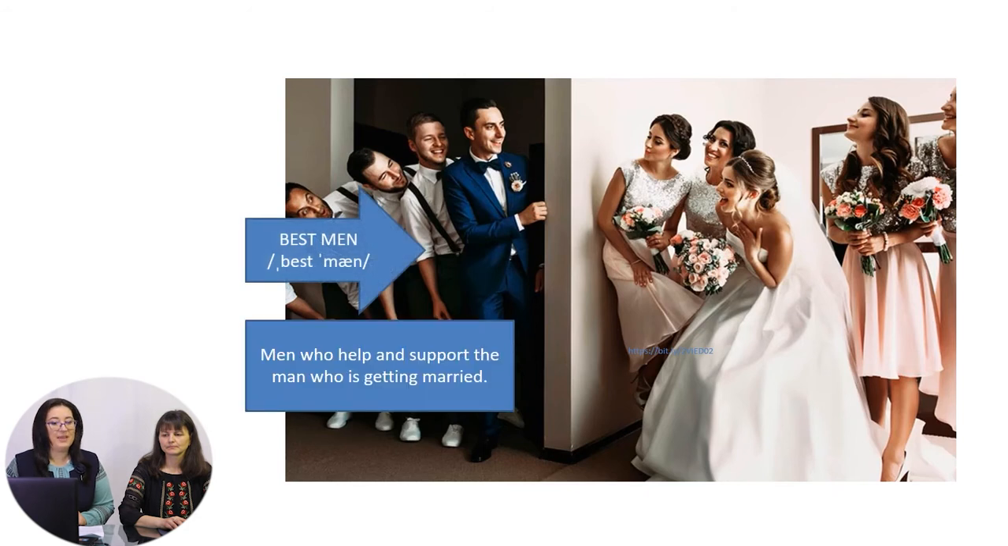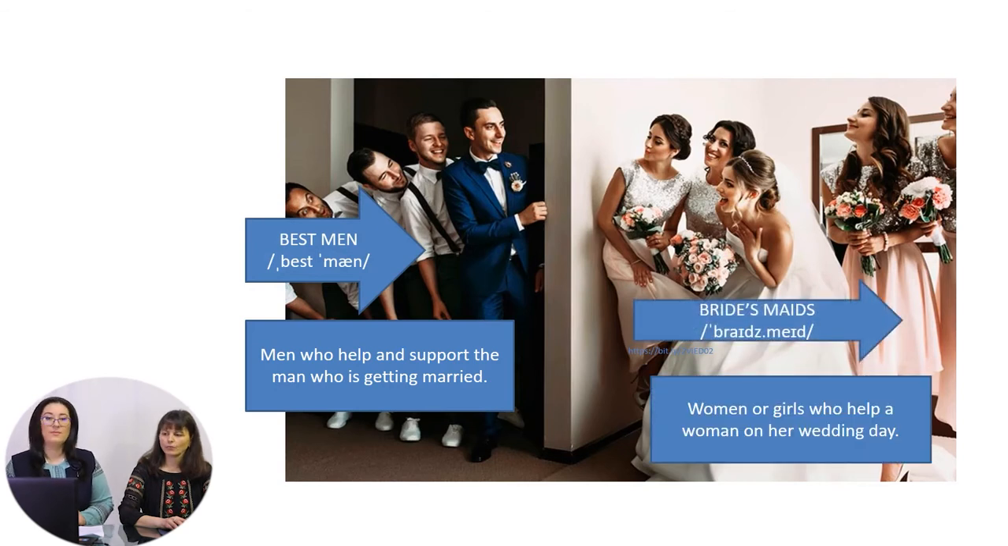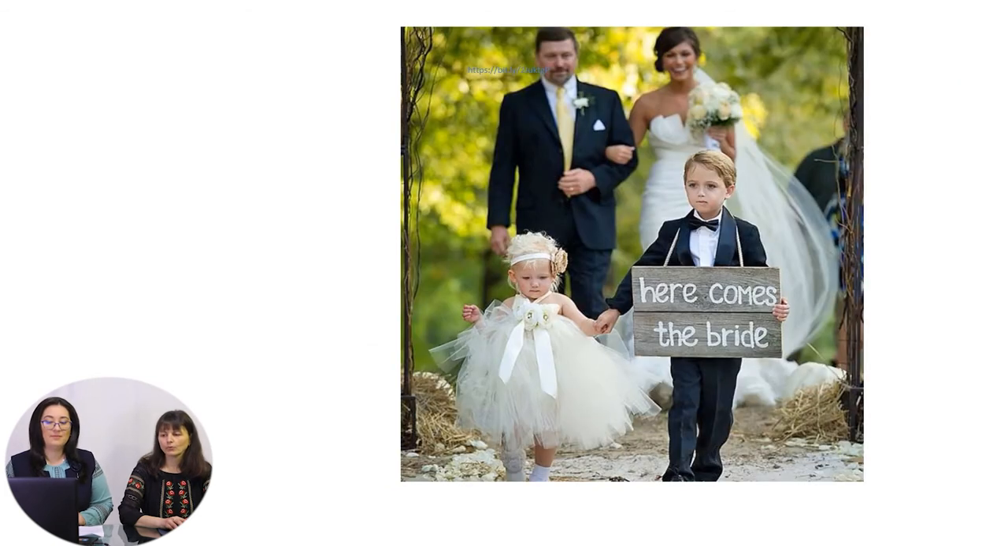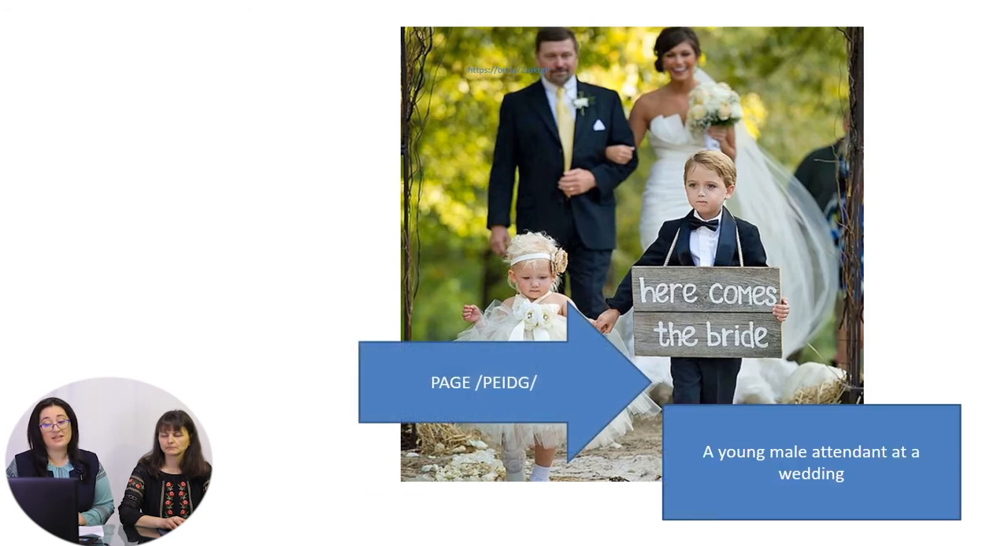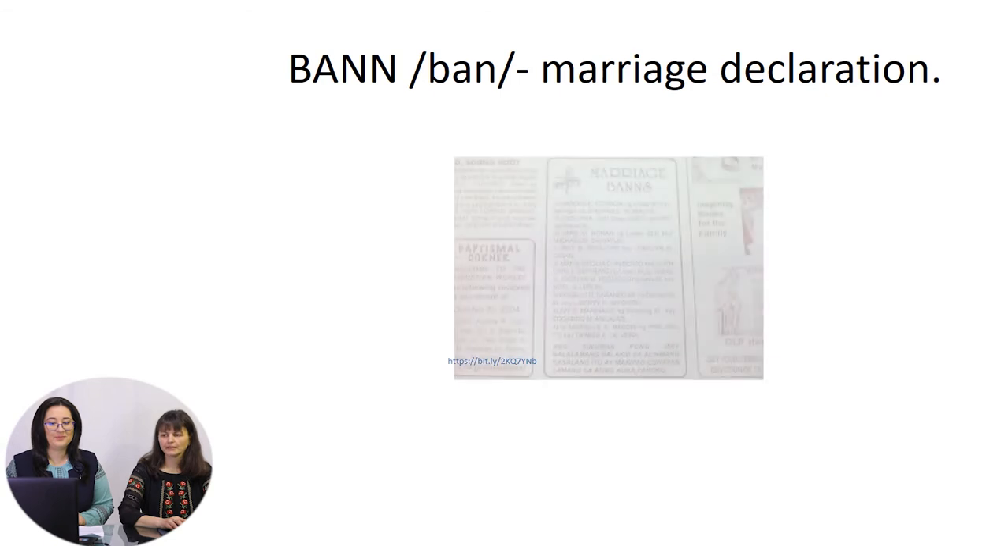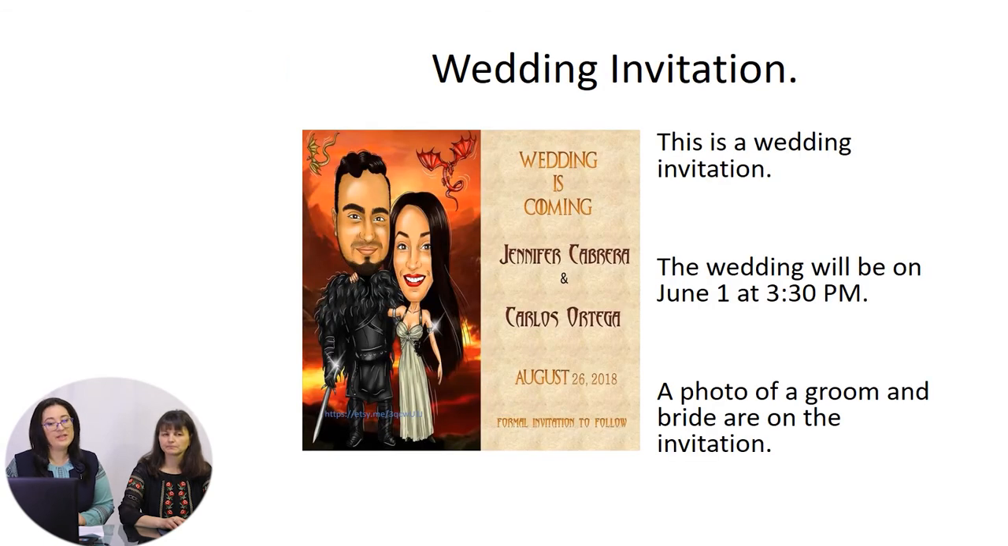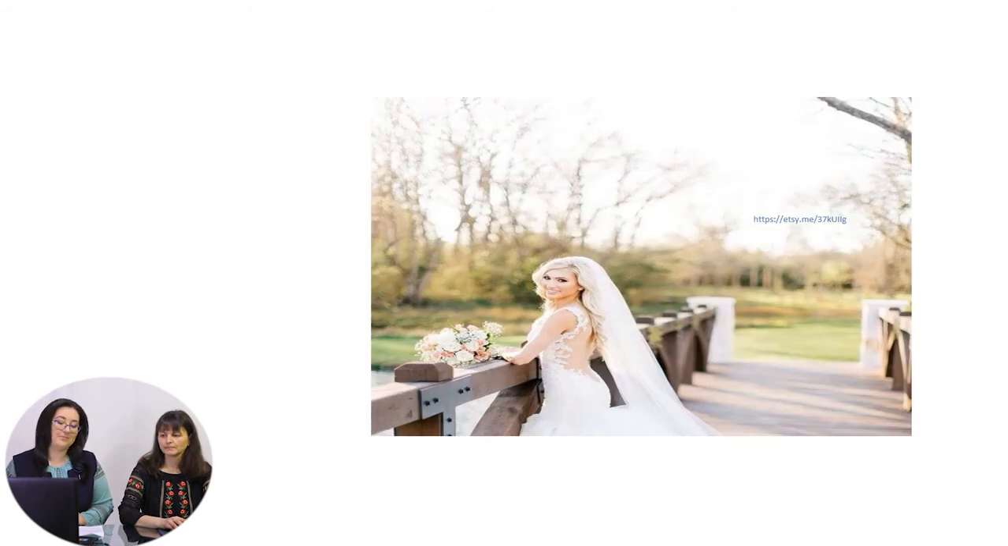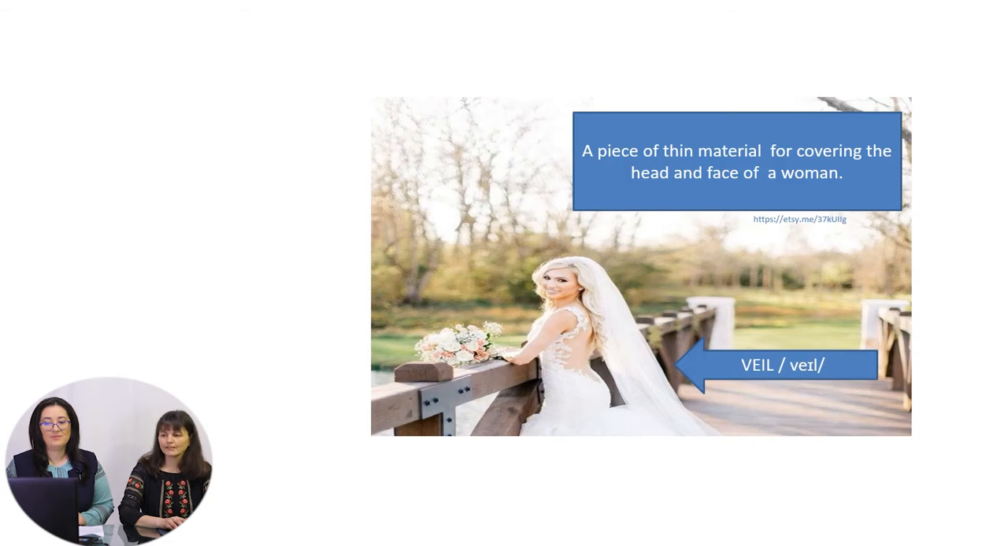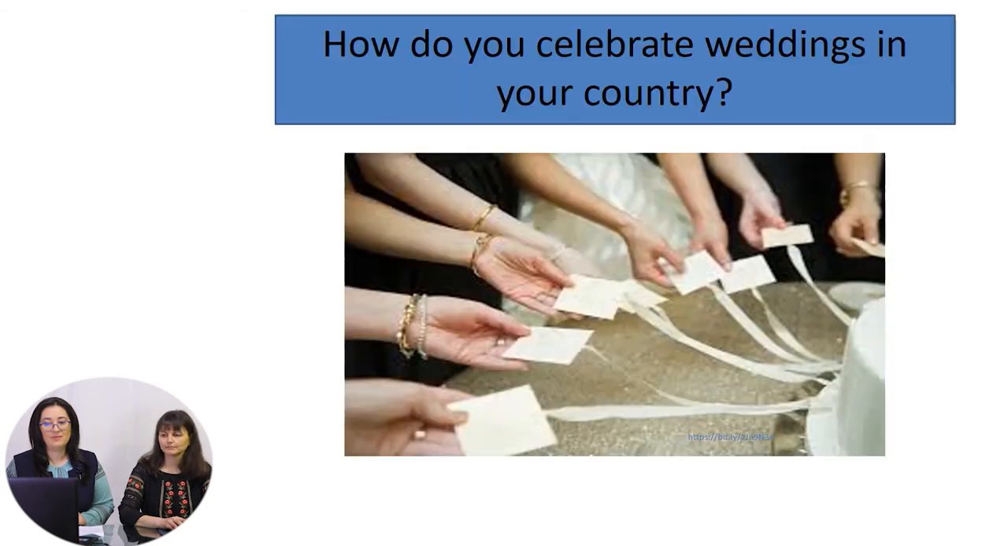Best man. A man who helps and supports the man who is getting married. Bridesmaids, women or girls who help a woman on her wedding day. Page, a young male attendant at a wedding. Banns, a marriage declaration. Wedding invitation, a special invitation for people who want to join your marriage. Veil, a piece of thin material for covering the head and face of a woman.